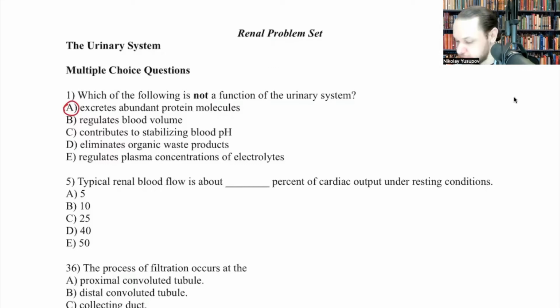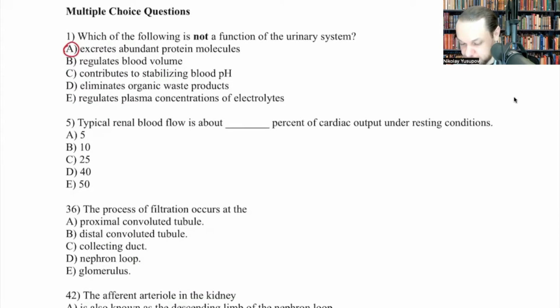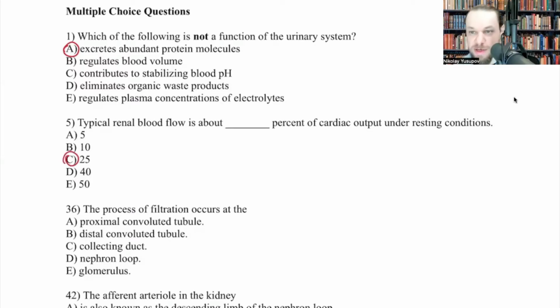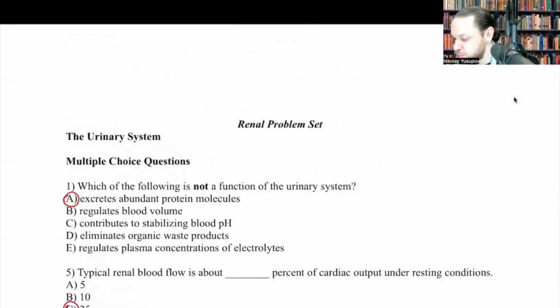All right, Angel for number 5. Typical renal blood flow is about blank percent of cardiac output under resting conditions. So I read 2 articles. One of them said 20, and the other one said 25. So I'm going to go with 25 in this one. 25 is correct. So this book has 25. In the lecture, I was using 20%.